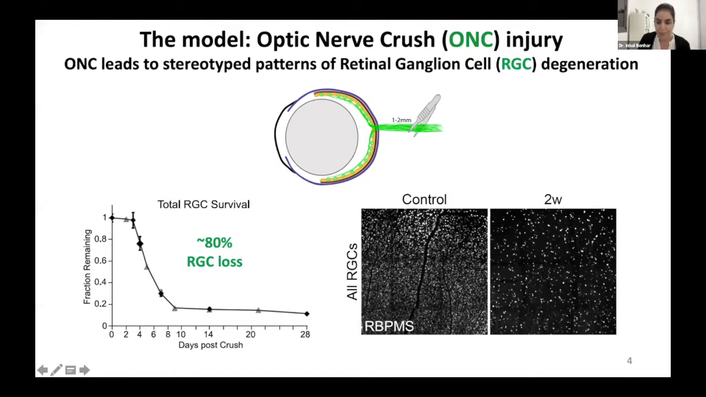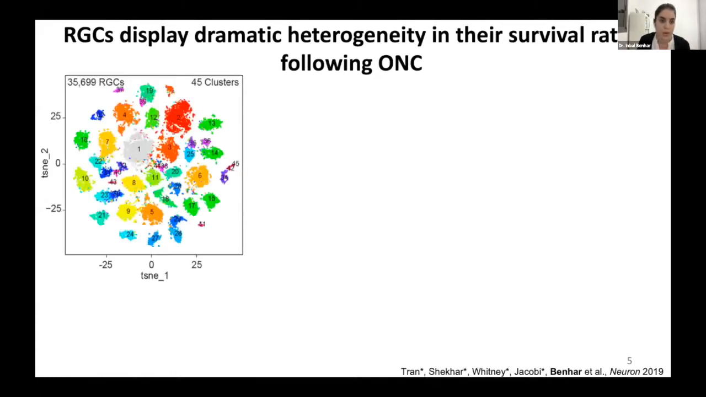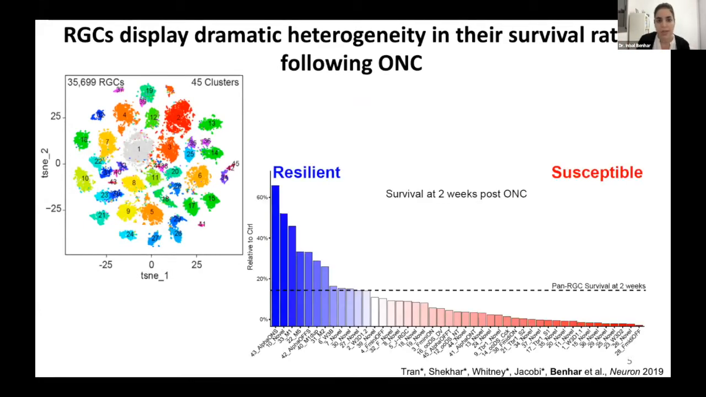However, it's important to note that retinal ganglion cells are not by any means a homogeneous population. We recently showed that there are as many as 45 molecular subtypes of retinal ganglion cells. They differ by many additional measures as well. And more importantly to this context, these subtypes also vary dramatically in their ability to withstand neuronal injury, with some surviving far better at this 2-week time point than others. So we have resilient subtypes and susceptible subtypes. And this of course prompts a question as to what drives this phenotype and how we can use it to hopefully rescue more neurons.